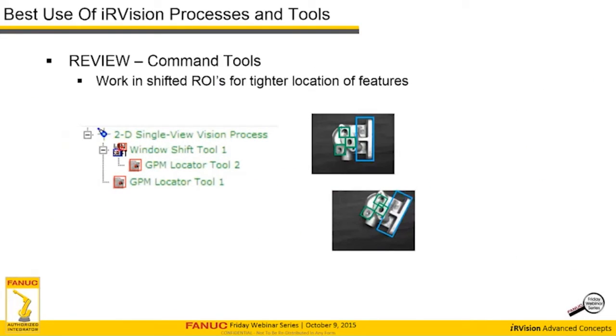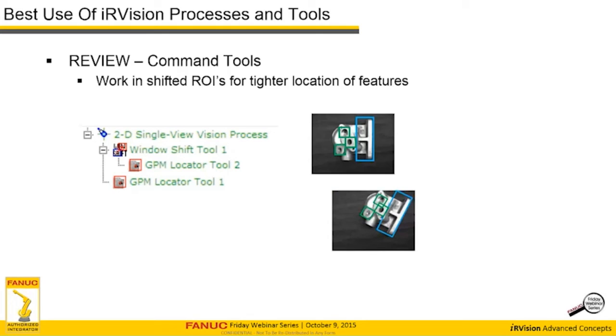Now let's talk about some command tools. Just again, by no means a complete discussion of iRVision command tools, but the ideas that might help you achieve higher precision for assembly type applications, and perhaps for all of your applications. First of all, a possible rule of thumb. Certainly, all of my rules don't apply in every situation, but let's consider this one of the possible rules of thumb. Work in shifted ROIs always for tighter location of features.